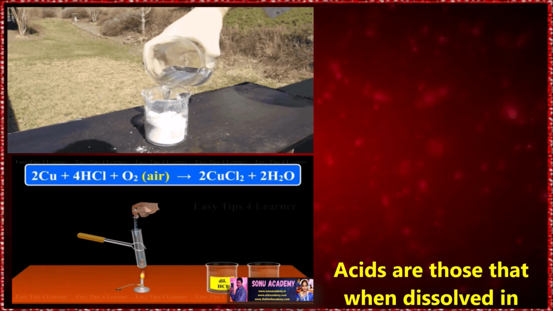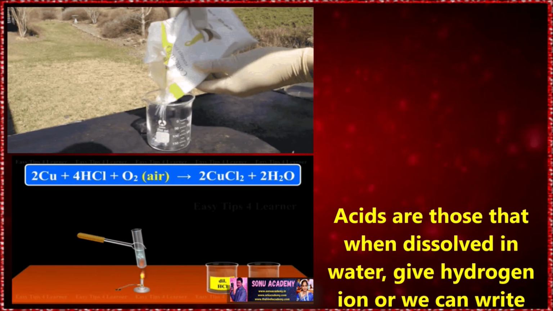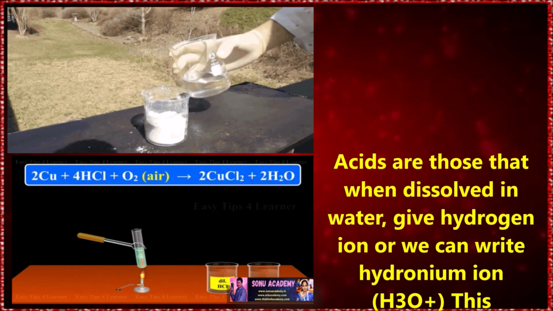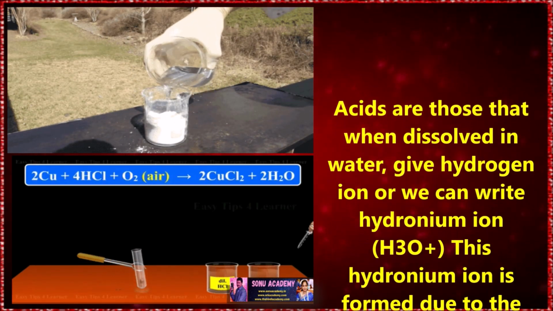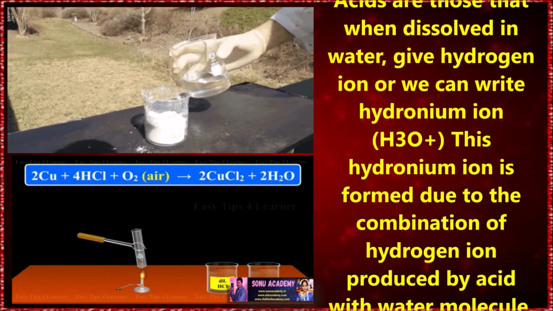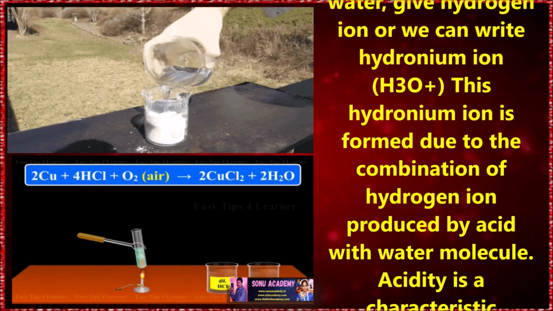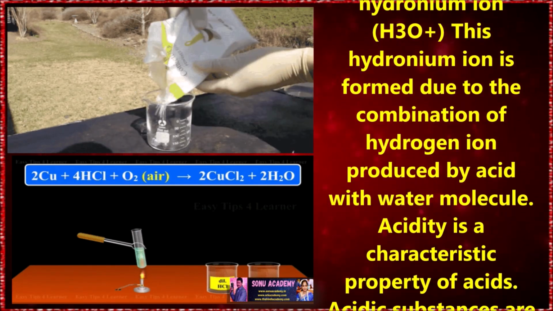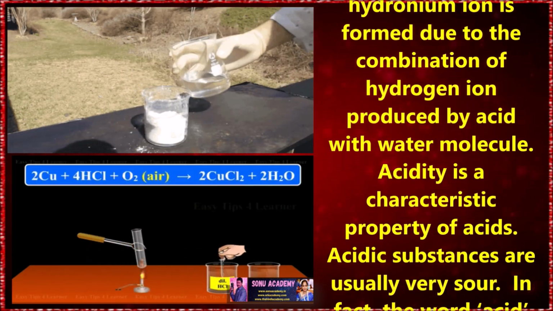Children, let us discuss in detail about acids. Acids are those which, when dissolved in water, give hydrogen ions, or we can write hydronium ion, H3O+. This hydronium ion is formed due to the combination of hydrogen ion produced by acid with water molecule.